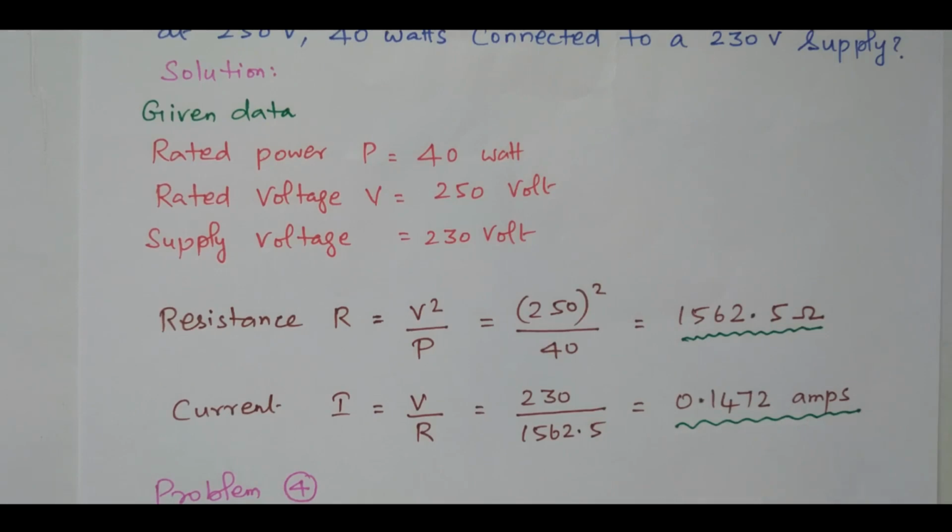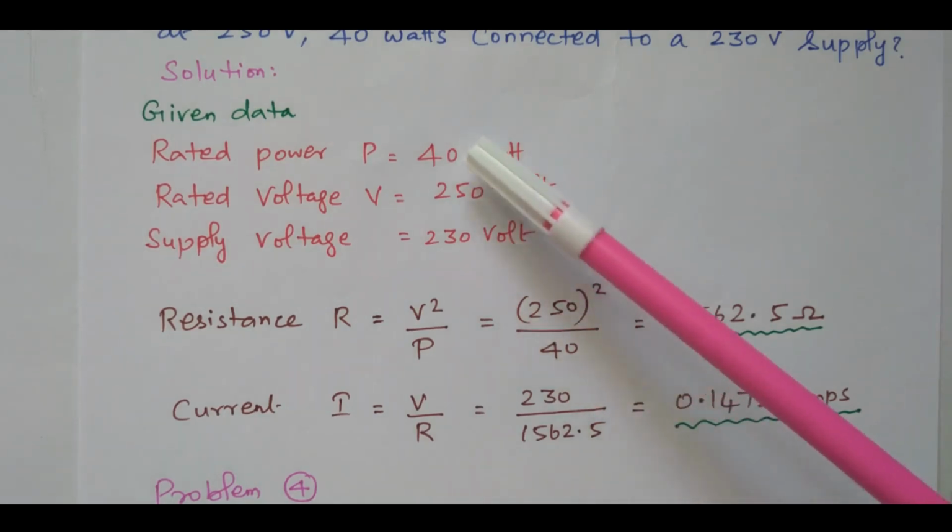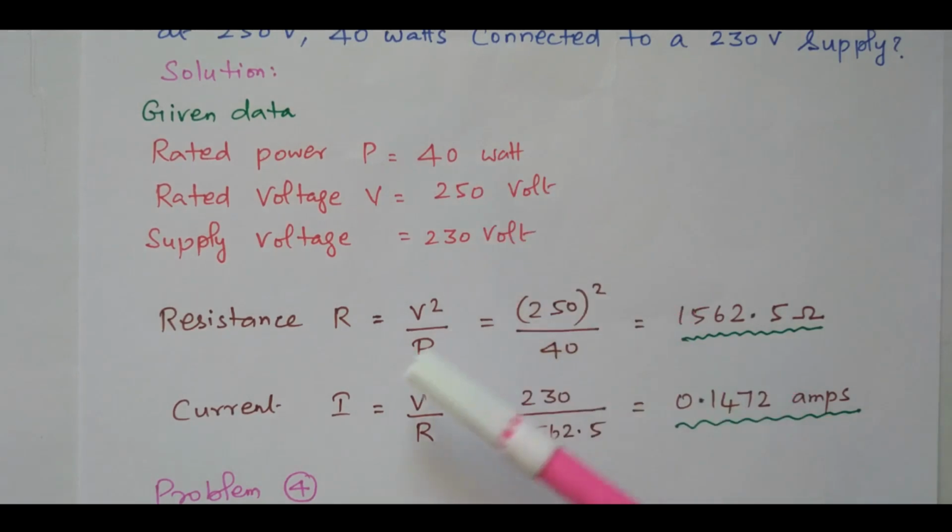Right? So in this problem, power and voltage are given. From that we calculated the resistance. From the resistance we calculated the current drawn by the lamp. Now we'll go to the next problem.